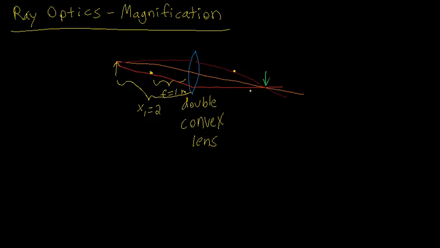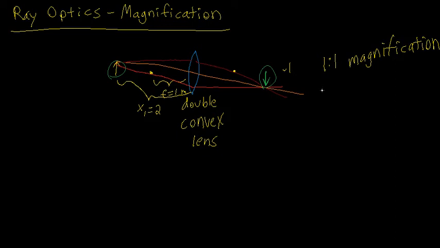In this case, we actually happen to get a real image that is inverted or upside down, and if my artwork is good enough, this should be the same size as the original, which means that this is a one-to-one magnification. Technically, the magnification here is -1 because it's inverted.